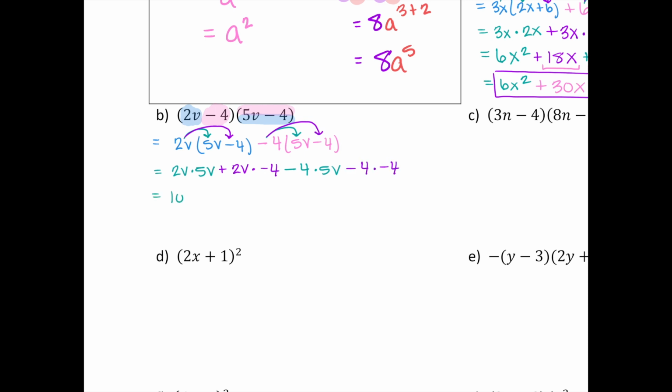2v times 5v is 10v squared. 2v times negative 4 is negative 8v. Negative 4 times 5v is negative 20v. And negative 4 times negative 4 is a positive 16. And now combining like terms, the negative 8v and the negative 20v. And so this is 10v squared. Negative 8 minus 20 is negative 28. And that's a v plus 16.